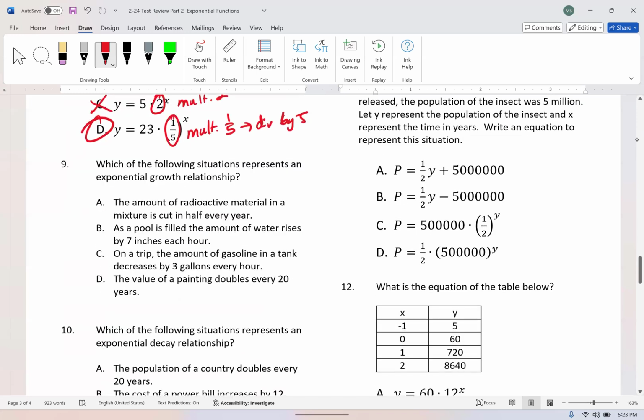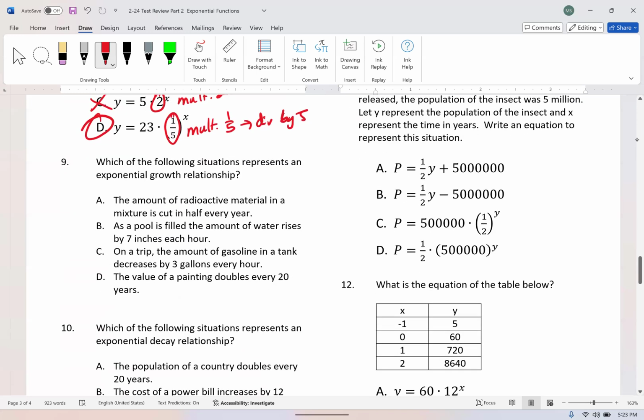All right, let's look at number nine. Which of the following situations represents exponential growth? Okay, so if we're having an exponential, we're multiplying, and if we're growing, we're going up. Okay, look at A. The amount of radioactive material in a mixture is cut in half. Well, cutting something in half is not growing it, so it's not A. B.